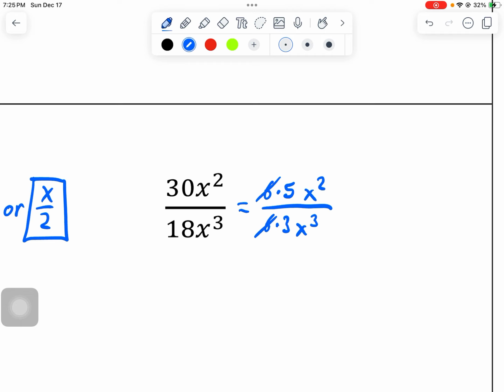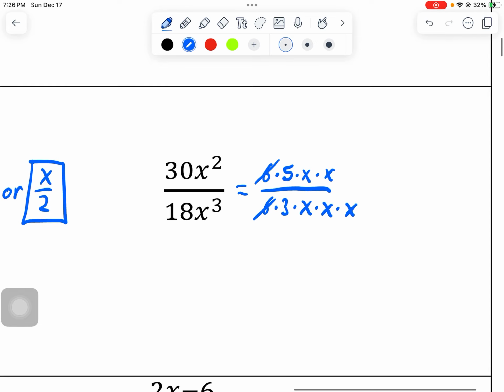Now here, notice we have x squared on top, x cubed on the bottom. If I were to expand those, if I were to write these out, we know that x squared is the same as x times x. We could think of this as a bunch of multiplication. And then here we'd have times x, and now we can just start crossing the things we have in common. So we have x and x, and then we have 5 is the only thing left on the top, and then we have this 3 and this lone x here.